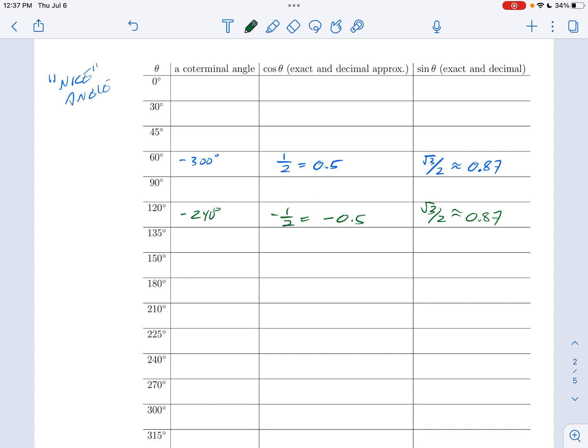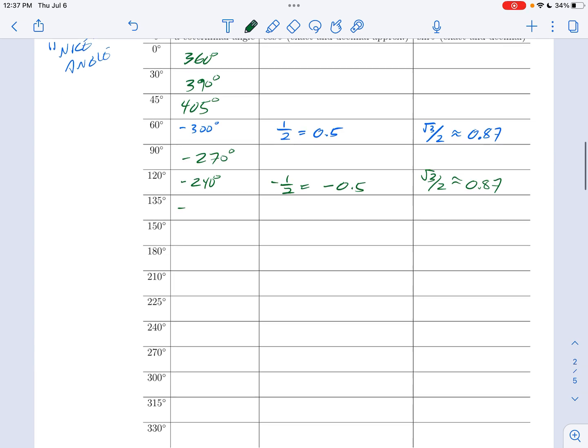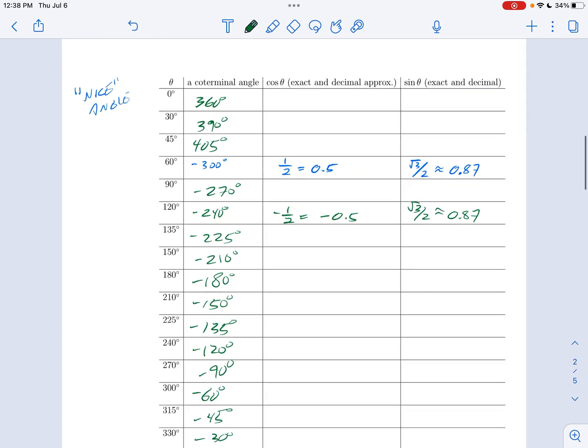So I hope you've paused. I'm going to fill in some values here. These are not unique. So for some of them, I will add 360 degrees. For some, I will subtract 360 degrees. This one would be negative 225, negative 210, negative 180, and I'm going to fill these in very quickly.